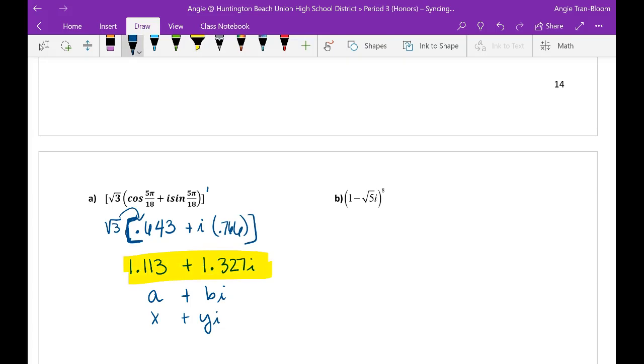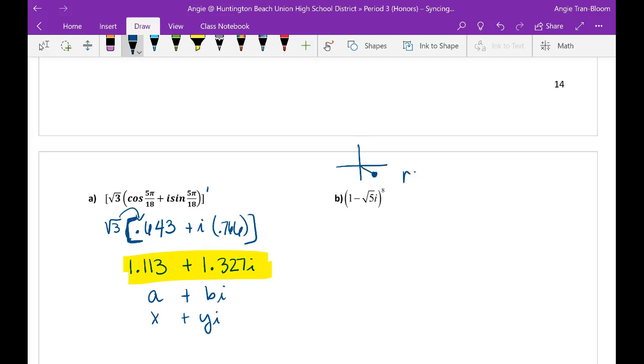You can box it up if you don't have a highlight handy. Okay, next. We have now raised to the power. So really, this is a true test of how we use De Moivre's theorem. First, we have to put it in polar form. So let's plot out 1 minus rad 5. That's going to be in quadrant number 4.